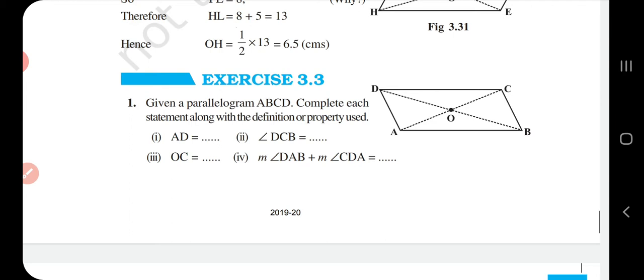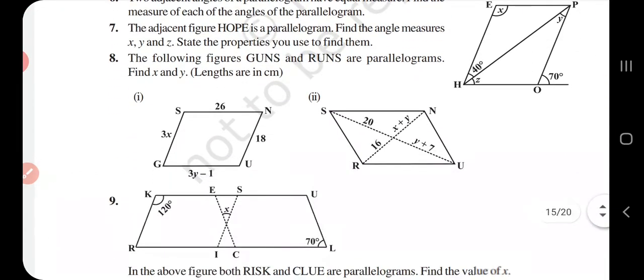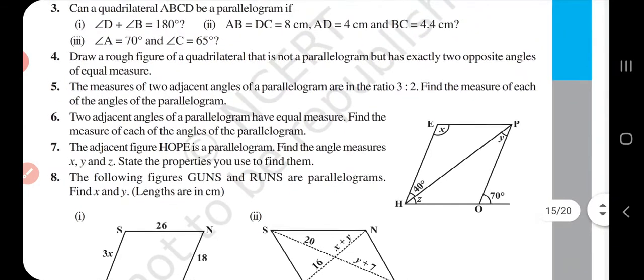Okay, what is the angle sum property of a quadrilateral? The sum of all the angles will be 360 degrees. And what is the exterior angle property of a quadrilateral? The exterior angle sum is always 360 degrees. Okay, now in exercise 3.3 we have done question number 4. I hope you have completed question number 4 in your notebook.